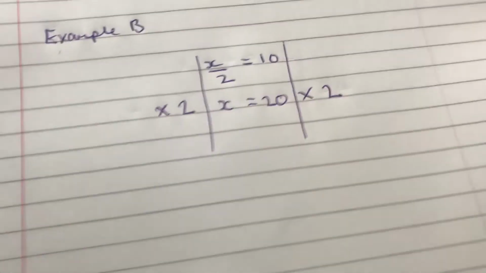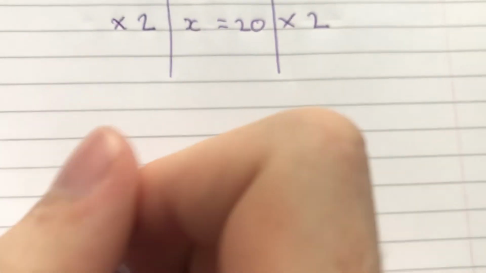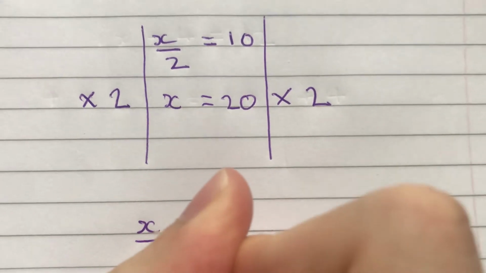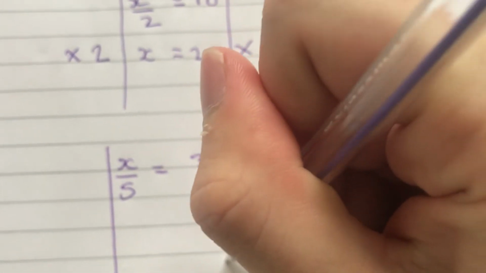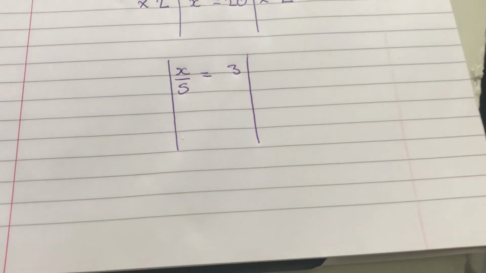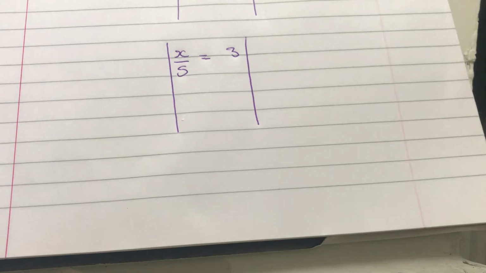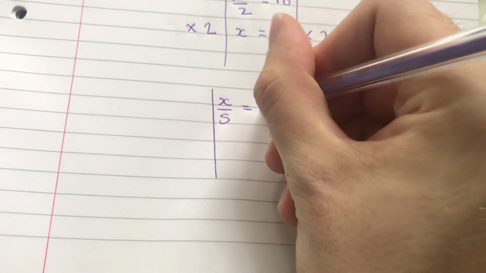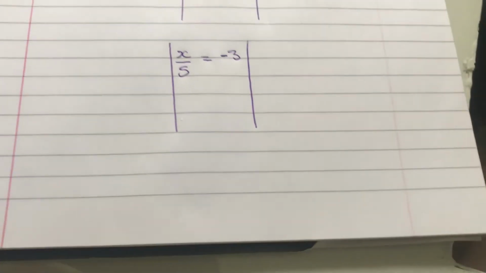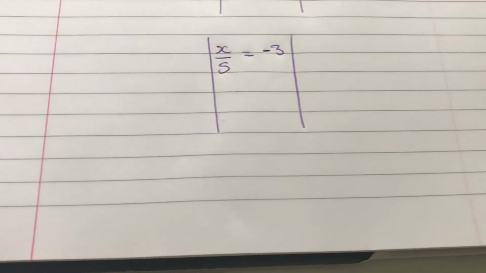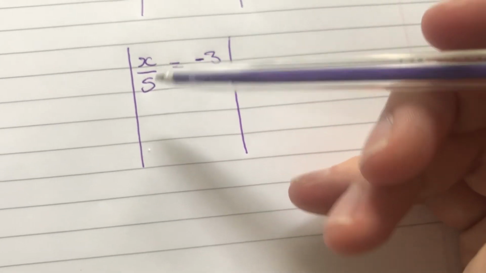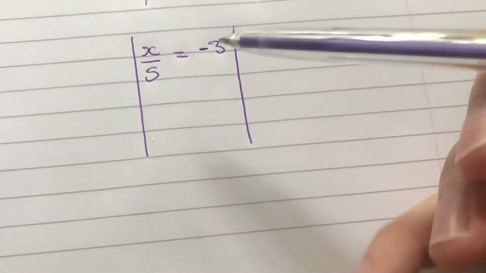Okay, I might do one more example just to consolidate this, because that is quite hard. So let's have x over 5 equals 3. Let's draw our funnel and think about what journey x takes to become 3. In fact, I'm going to give you the extra dimension of having minus 3. So x over 5 equals minus 3. So x is divided by 5 to get minus 3.